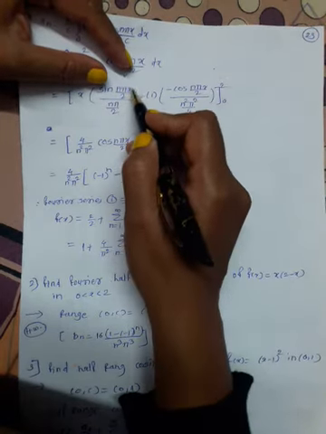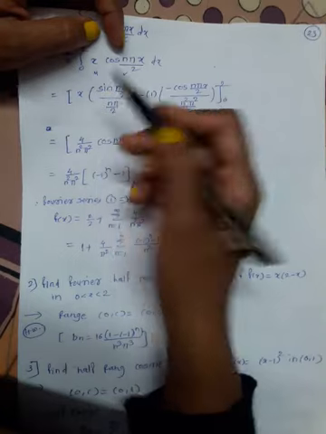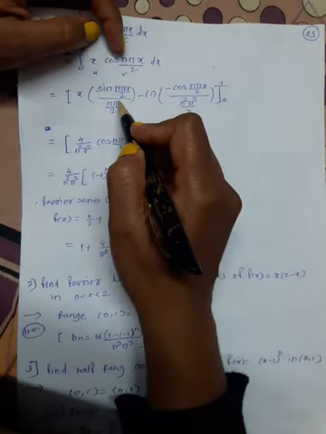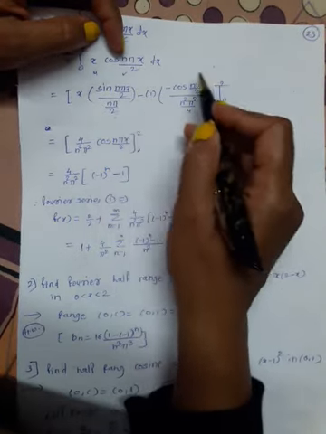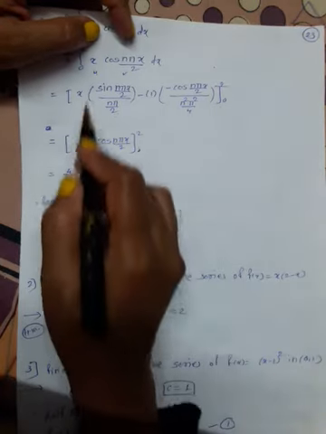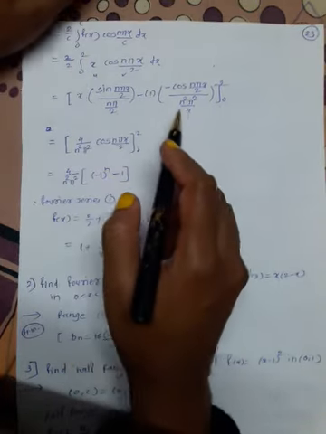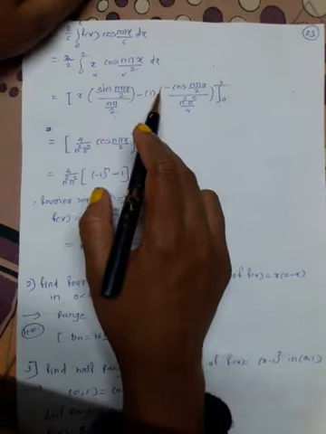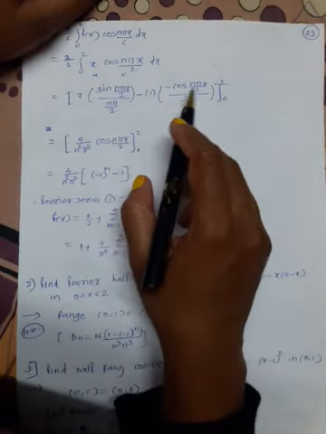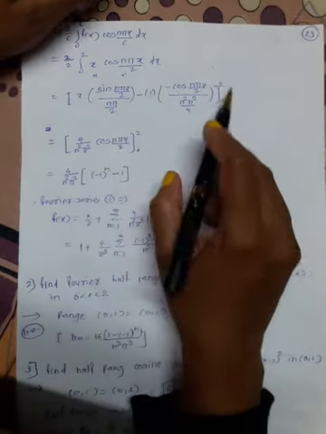Now if we put 2, 2 gets cancelled. Here sin n pi we know is 0, and for 0, sin 0 is 0. That's why we only have to put the limits in this term. Minus minus becomes plus. This 4 comes to the numerator, 4 upon n square pi square, cos of n pi x by 2, 0 to 2 as it is.